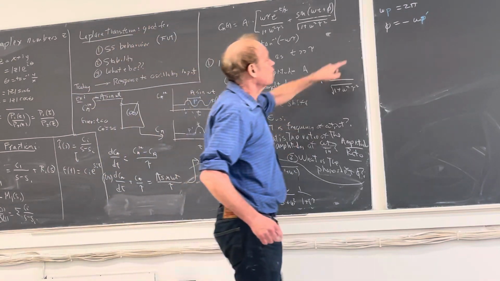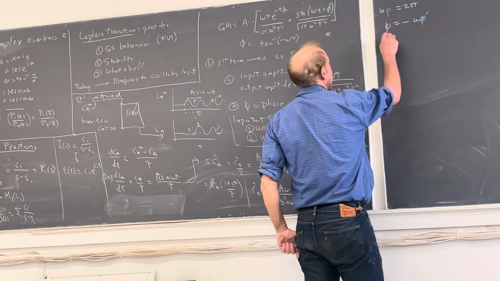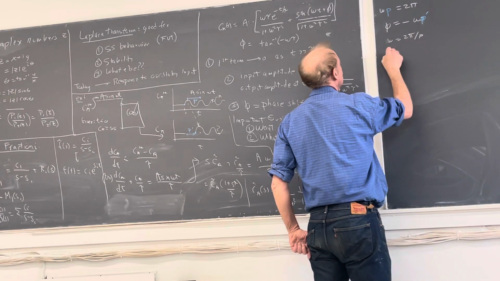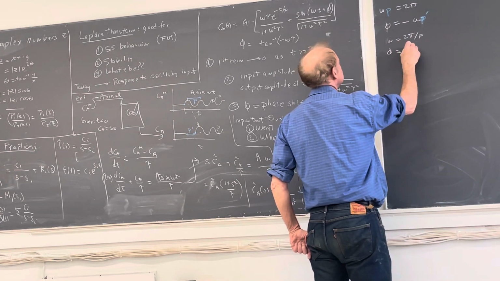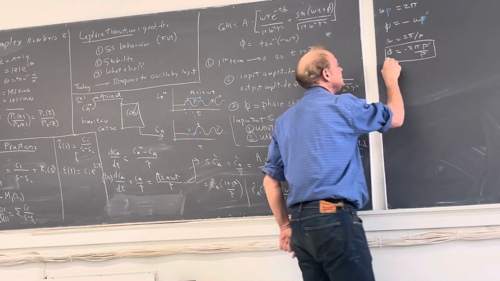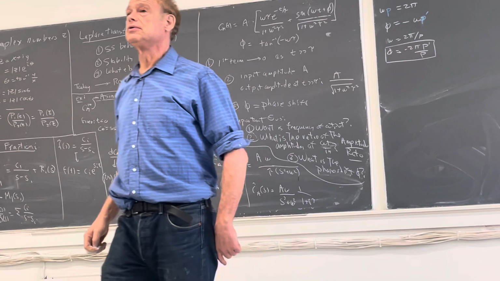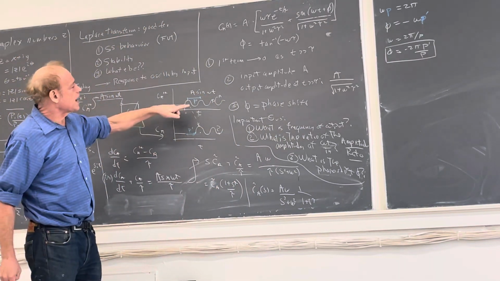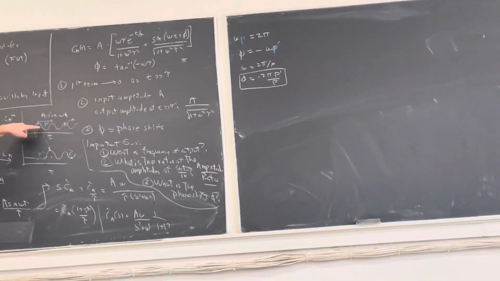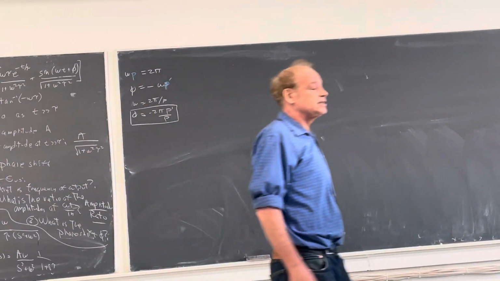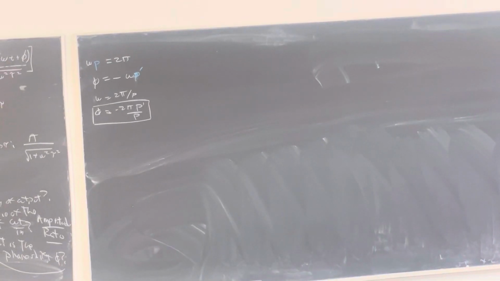So now I can solve for omega from here. I have omega is 2 pi over p. And therefore phi is minus 2 pi p prime over p. So if I want to identify phi from the figure, phi is just minus 2 pi p prime over p. So that's a pictorial representation of what phi is.